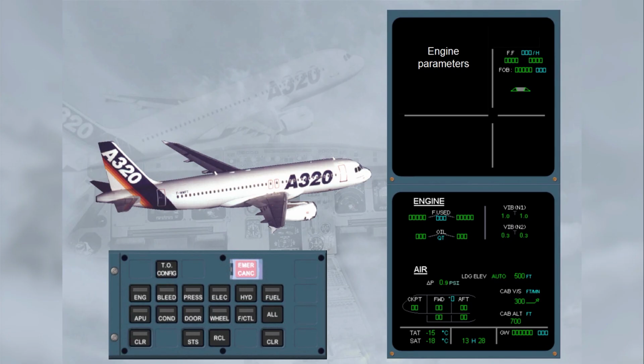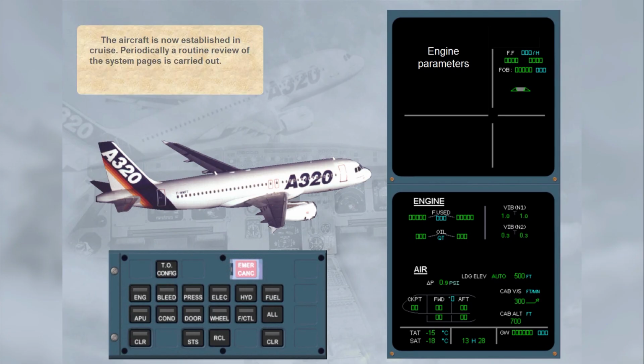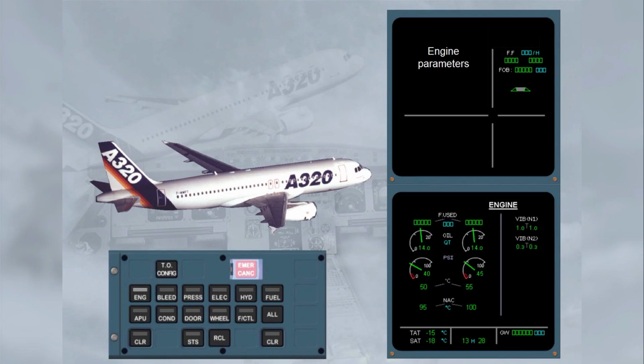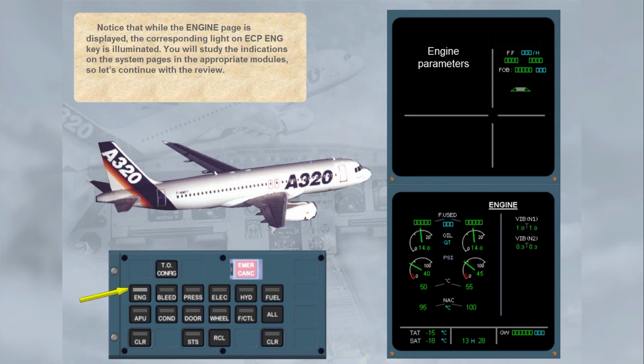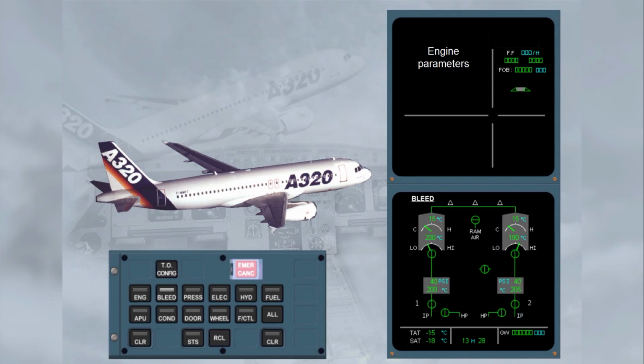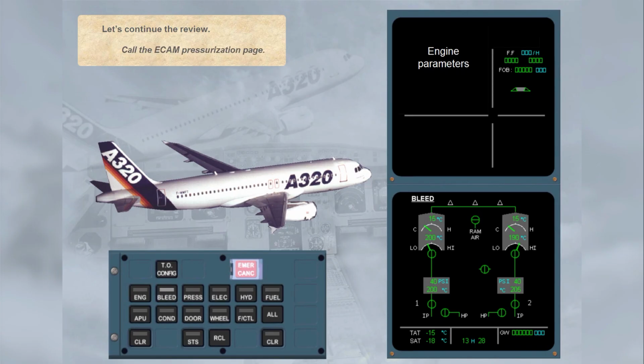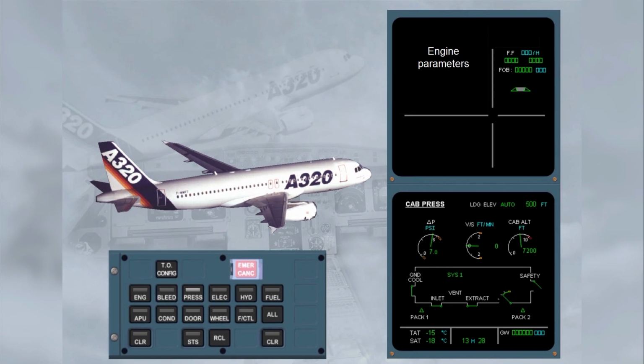Periodically, a routine review of the system pages is carried out. Notice that while the engine page is displayed, the corresponding light on the ECP engine key is illuminated. You will study the indications of the system pages in the appropriate modules, so let's continue with the review. Call the ECAM pressurization page. To continue the review, we will do the action for you.